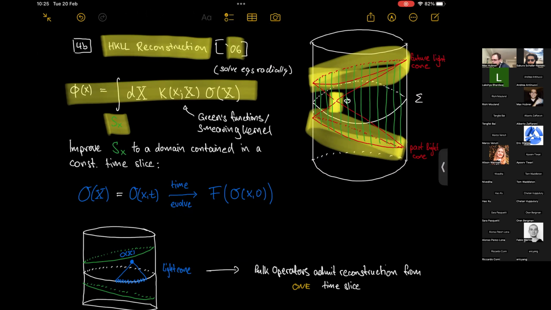So there are a few ways to improve it. So, well, there are two things in this reconstruction formula.